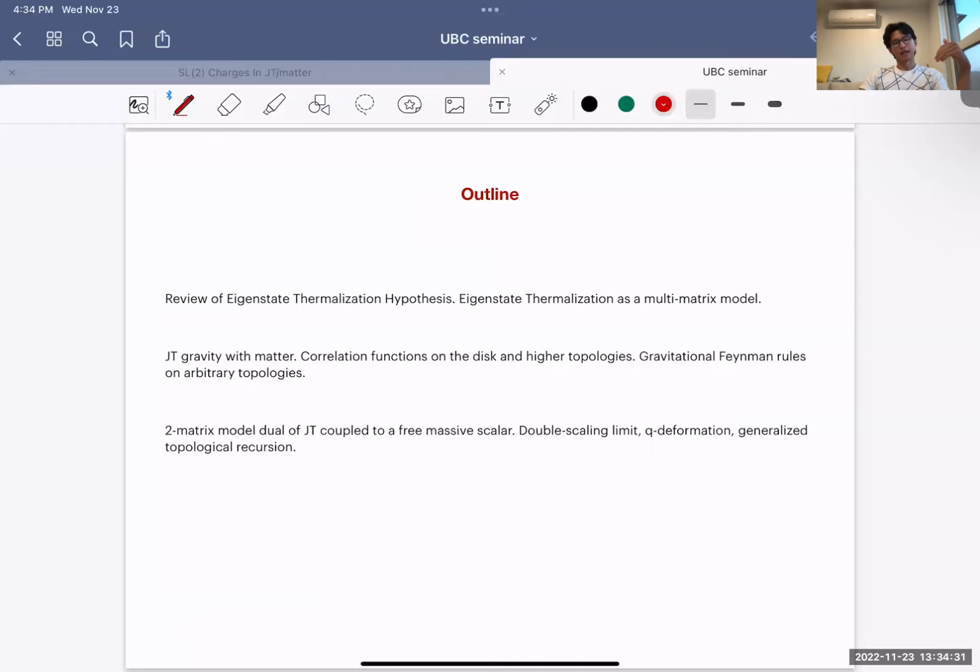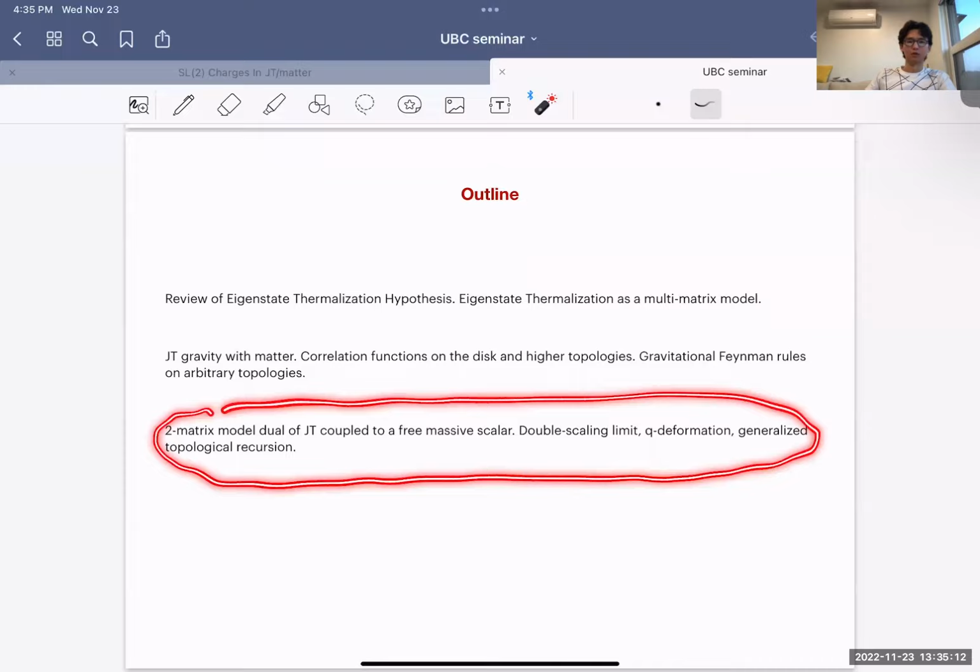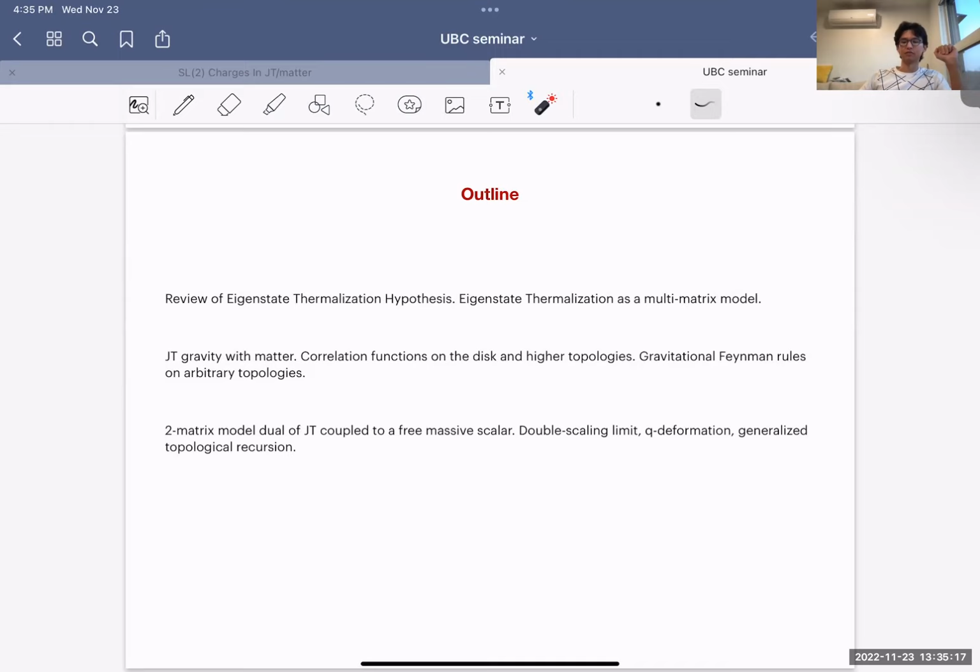In the second part, we will focus on a particular example, which will be JT gravity coupled to a free massive scalar. So we will discuss the correlation functions on the disk and on higher topologies. And in particular, we will give a general prescription using the so-called core diagrams for how to compute such correlators on an arbitrary Riemann surface. And finally, in the third part, we will discuss the matrix model, which reproduces the same correlation functions and various subtleties related to that matrix model.